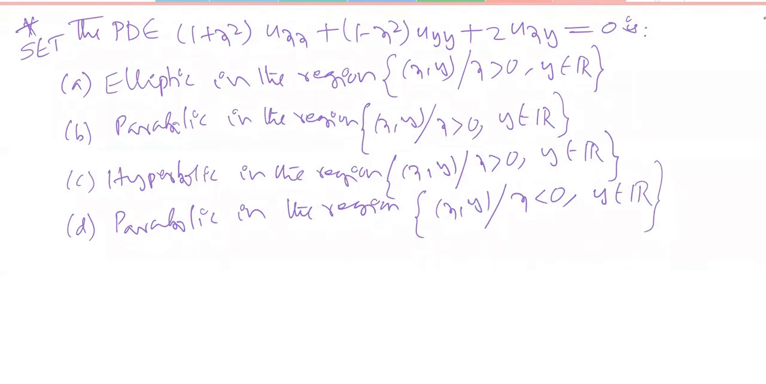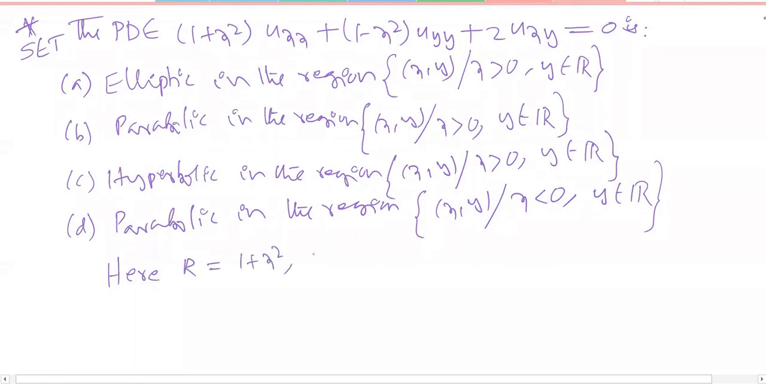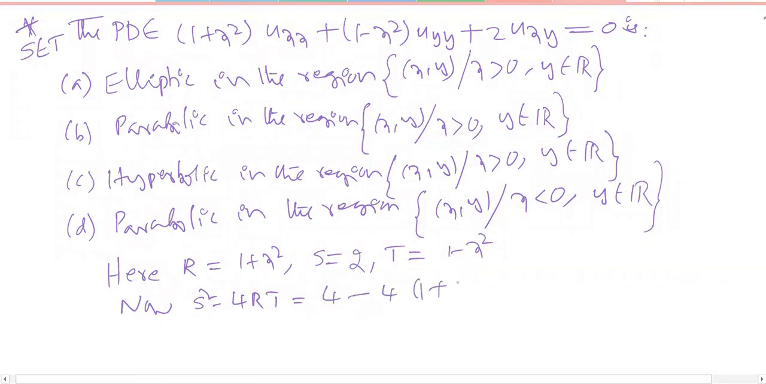Okay. So first we have to write the R value. While comparing Rr plus Ss plus Tt plus f of xyz equal to 0, we can write the R value, that is 1 plus x square. S value is 2 and T value is 1 minus x square. So first we consider s square minus 4RT. That is equal to 4 minus 4 of 1 plus x square into 1 minus x square. We can take 4 common here. 1 minus 1 plus x square into 1 minus x square, nothing but 1 minus x power 4.